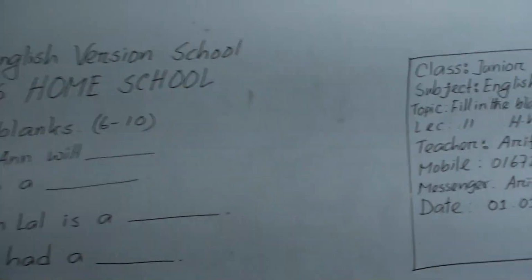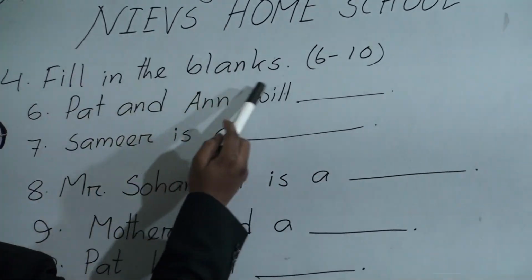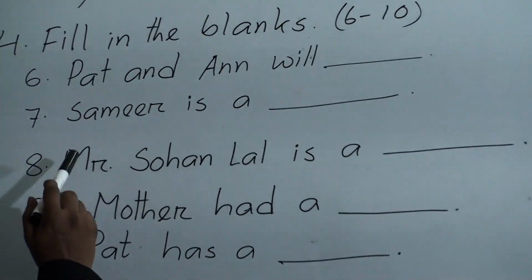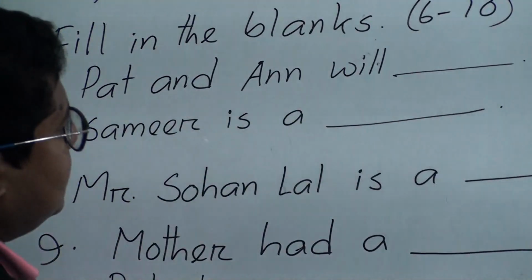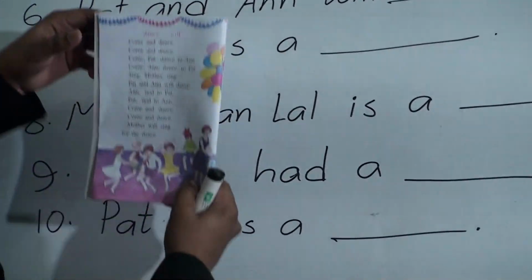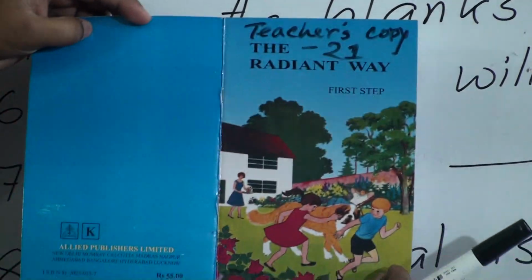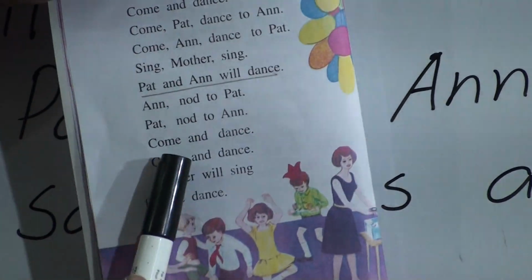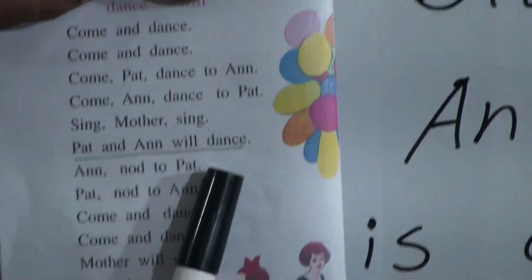So you can see question number 4, fill in the blanks 6 to 10. We will do today fill in the blank 6 to 10. So number 6, Pat and Ann will dash. So where we will find the answer? You can see this is your book, the Radiant Way first step book, and you will go to this page number 10. You can see there's a line, Pat and Ann will dance.